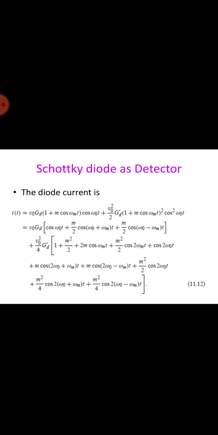So I of t is given by V0 into GD into cos omega naught t plus m by 2 cos of omega naught plus omega m into t plus m by 2 into cos of omega naught minus omega m into t, plus, separating the terms in the V0 squared by 4 into GD dash, that into 1 plus m squared by 2 plus 2m cos omega m t plus m squared by 2 cos 2 omega m t plus cos 2 omega naught t plus m into cos 2 omega naught plus omega m into t plus m into cos 2 omega naught minus omega m into t plus m squared by 2 into cos 2 omega naught t plus m squared by 4 into cos 2 omega naught plus omega m into t plus m squared by 4 into cos 2 omega naught minus omega m into t.